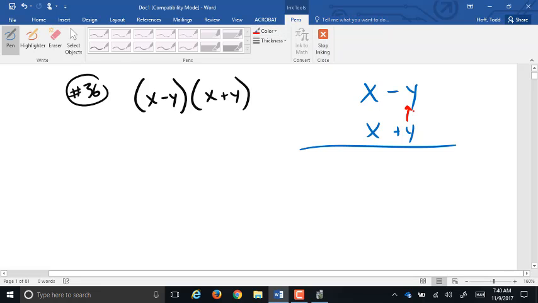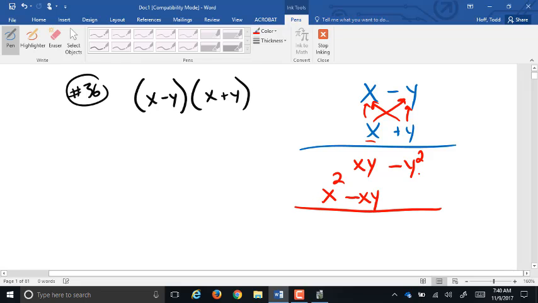We're going to do y times negative y is negative y squared. Right? Y times x, xy. Move over to the next one, x times negative y, negative xy. And x times x, x squared. Well, negative y squared, there's nothing to combine with it. Think of this as a positive one and a negative one. It cancels out. You got the x squared.